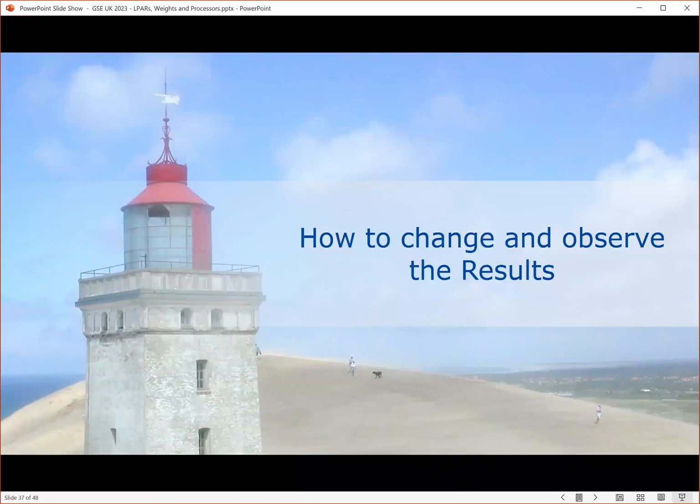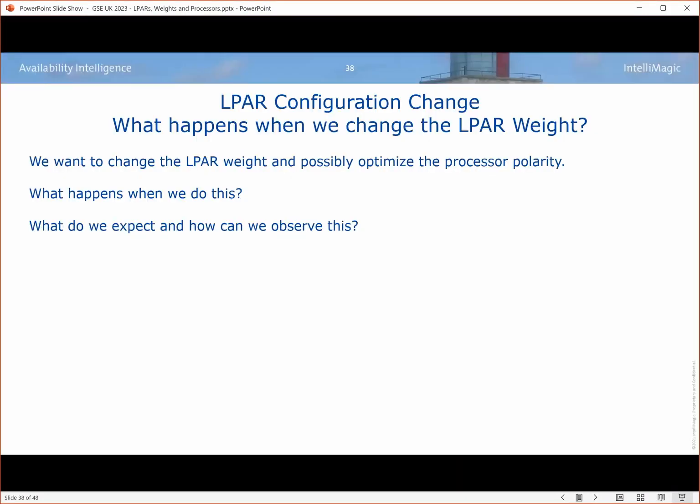So we've looked at our data. We think we want to change something. Now the question is, how do we change it? And how do we see what the result is? I'd like to change the LPAR weight, i.e. the relative weight compared to the other LPARs on that KEC. And I'd actually like to optimize the processor polarity because I think we could benefit. So the question is, well, what's going to happen when we do that? And how can we look at that?